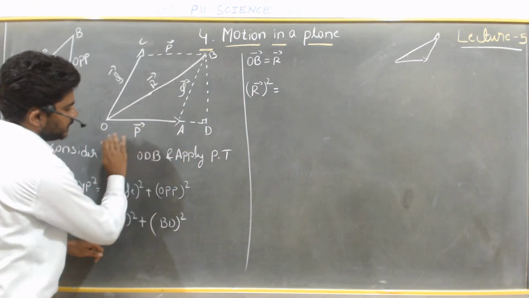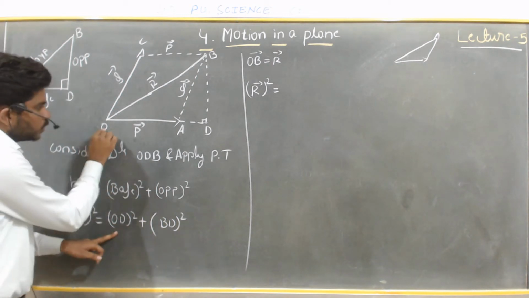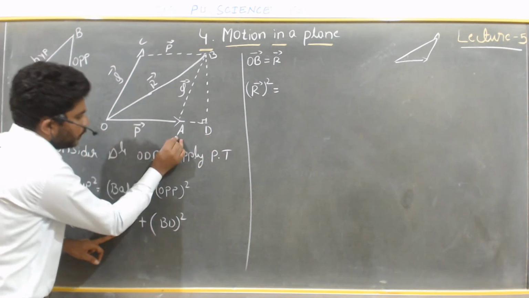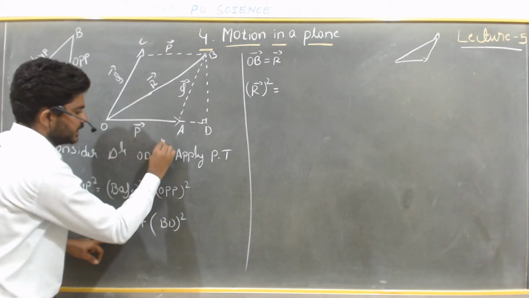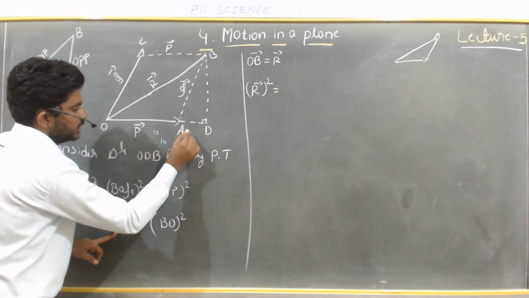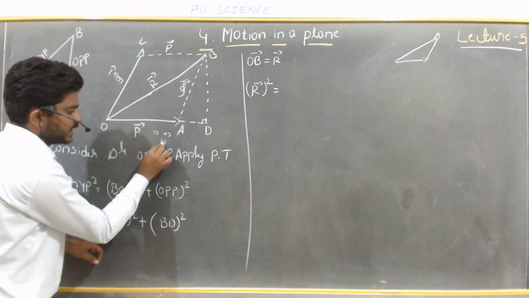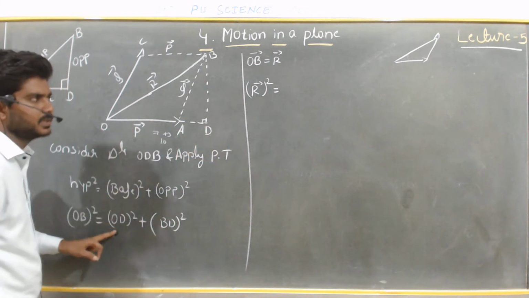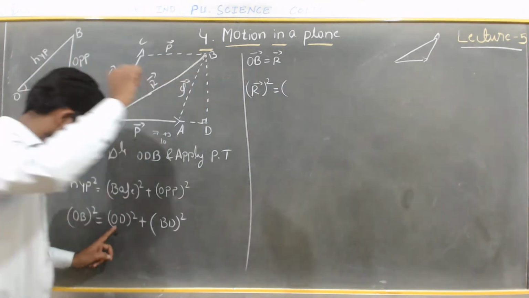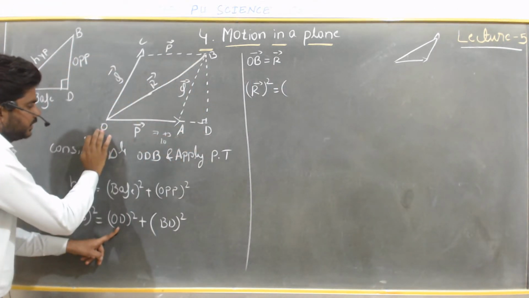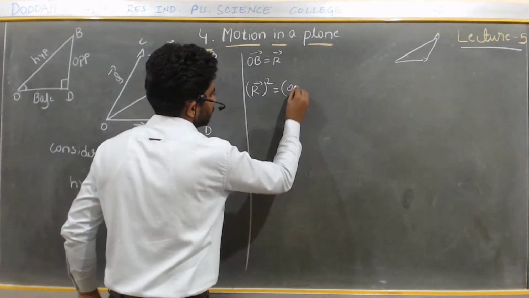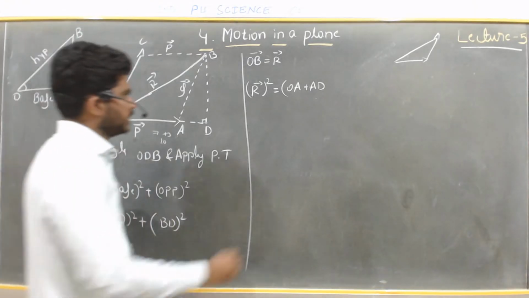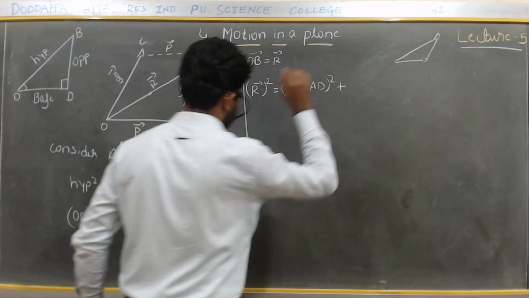See, OD can be split into two parts. O to D, can we write OA plus AD? Again, it is 10 centimeter. O to A is 7, A to D is 3 centimeter. That means 10 can be written as 7 plus 3. In the same way, OD can be written as OA plus AD. Simple, right? Square is there, you write square plus.